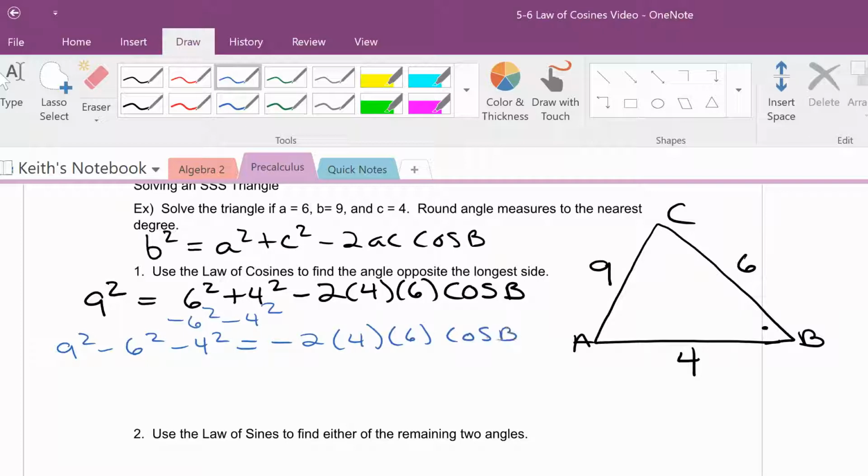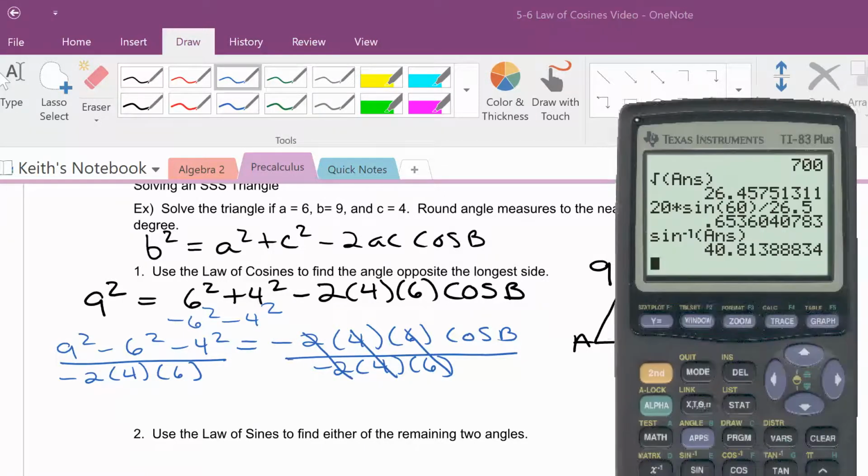And then to get the cosine B by itself, you divide by negative 2 times 4 times 6. So when you type it in your calculator, you're going to type that in like this.